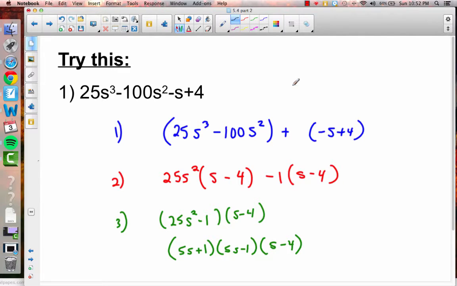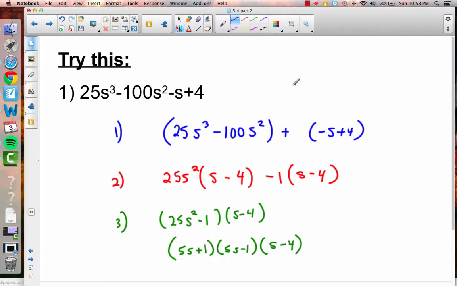Alright, so these are the steps that I came up with for the factoring by grouping. Obviously, step 1 was your factoring by grouping part, where you group the first two and the last two. And then step 2 was where we find our greatest common factor. So really, in the first two terms, all I found was a 25s squared, and that left me with s minus 4. So almost everything was factored out.